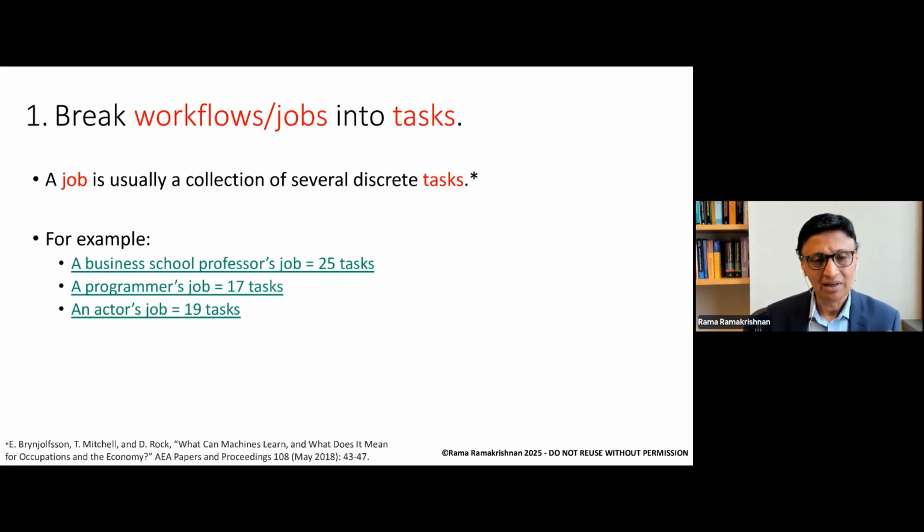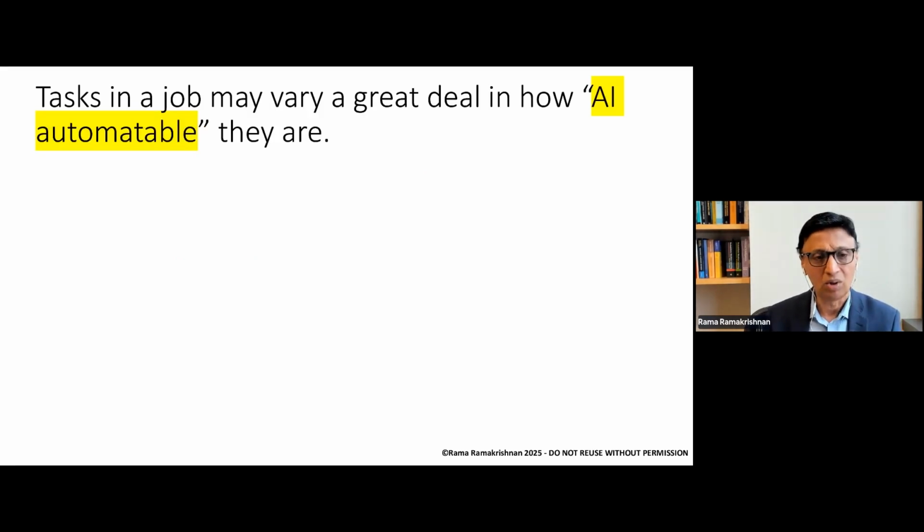The reason we want to break these workflows or jobs into tasks is that a job is usually a collection of lots of very discrete tasks. For instance, my job, being a professor at a business school, apparently has 25 tasks. A programmer's job has 17 tasks, and so on. And how do I know this? It's because there is a government agency that tracks all these things. That is often a good starting point for figuring out a good collection of tasks that people typically have for a particular job. Then you can take it and adapt it to match the particulars of your business.